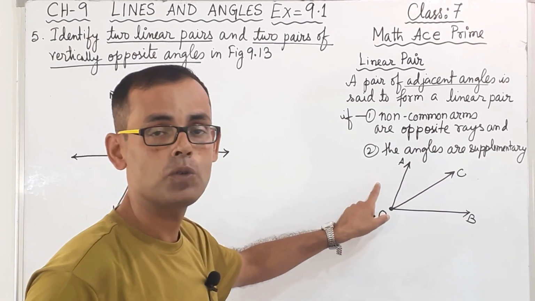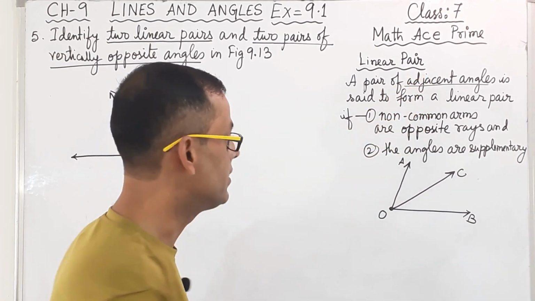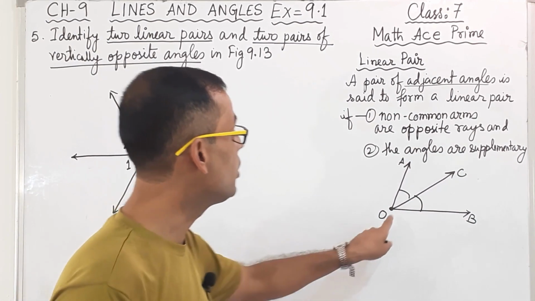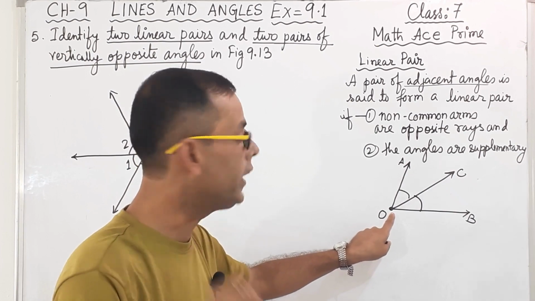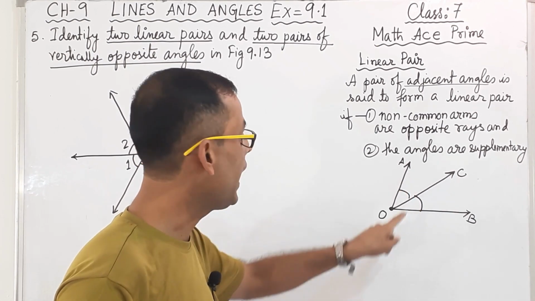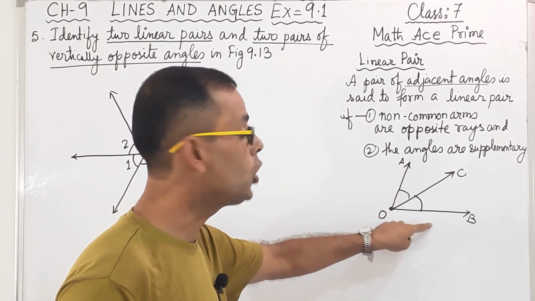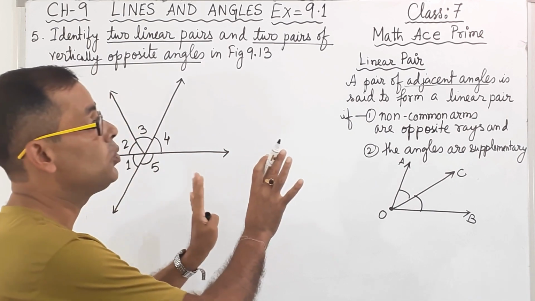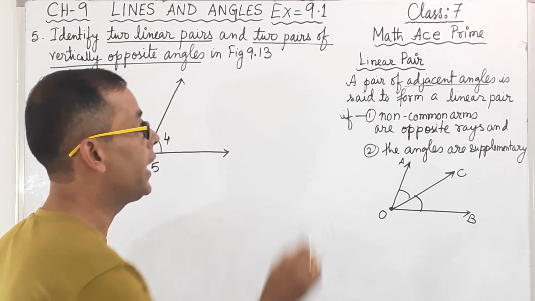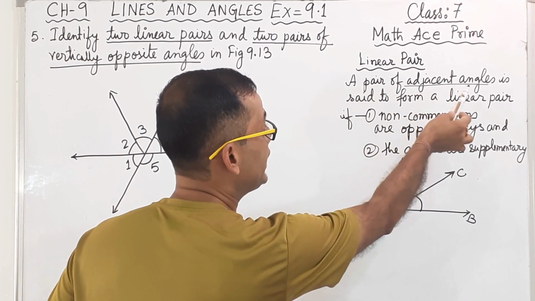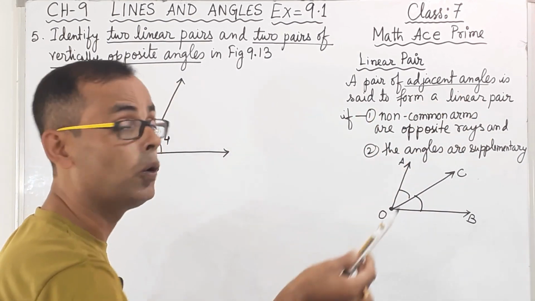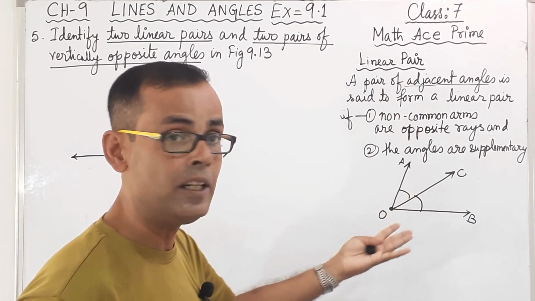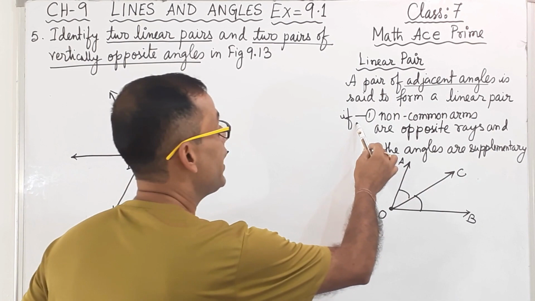So that was what? Adjacent angles. So these two angles are said to be adjacent. Why? Because they have a common vertex, number 1. Number 2, they have a common arm, and number 3, they have non-common arms, opposite to the common arm. Understanding or no? So that was about adjacent angles. Now what they are telling, a pair of adjacent angles is said to form a linear pair. That means adjacent angles will form a linear pair when they satisfy two criteria.